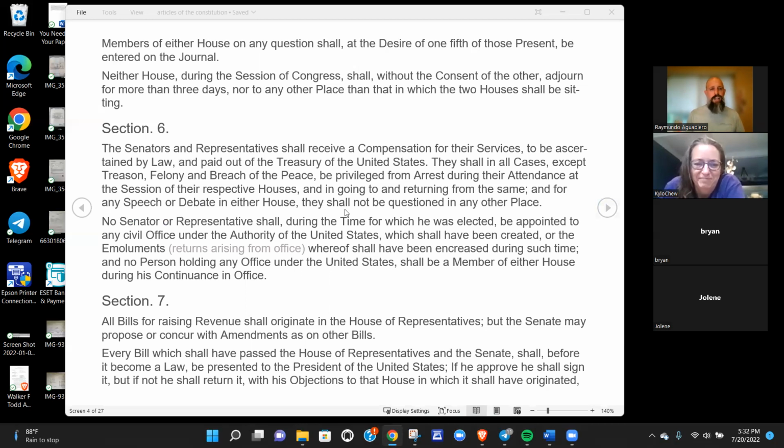All right. No senator or representative shall, during the time for which he was elected, be appointed to any civil office under the authority of the United States which shall have been created, or the emoluments whereof shall have been increased during such time, and no person holding any office under the United States shall be a member of either house during his continuance in office. So if you're the governor and you get voted in as senator, you've got to not be governor anymore, or any other civil office.